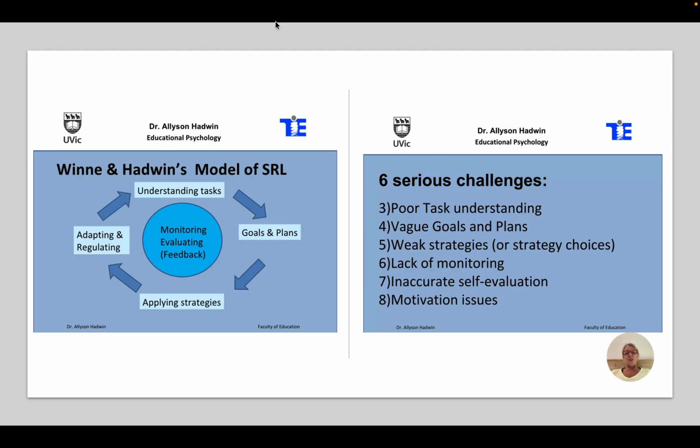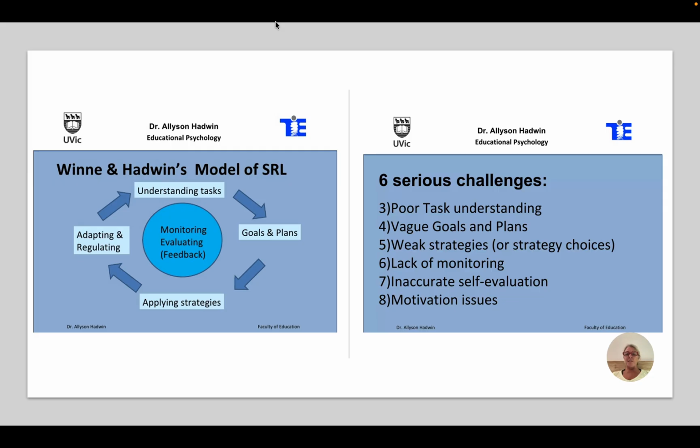So again, I wanted to include this information because, as we're looking at the practical components now, you are working backwards. If we know some of the serious challenges with self-regulated learning, such as poor task understanding, then how can you, in practice, help students understand the task better?